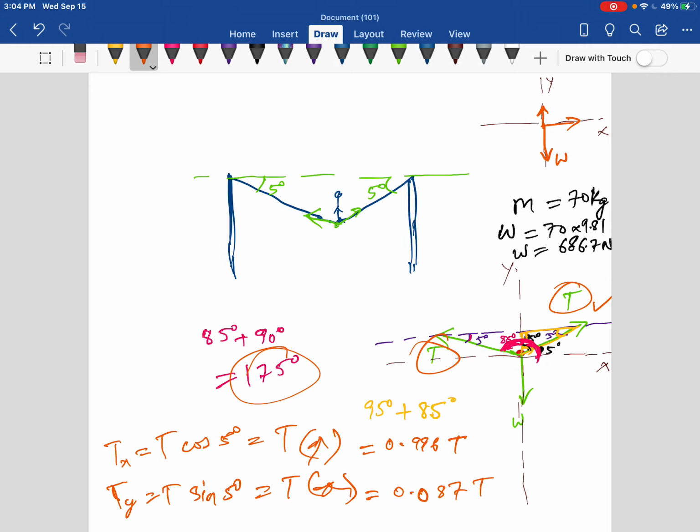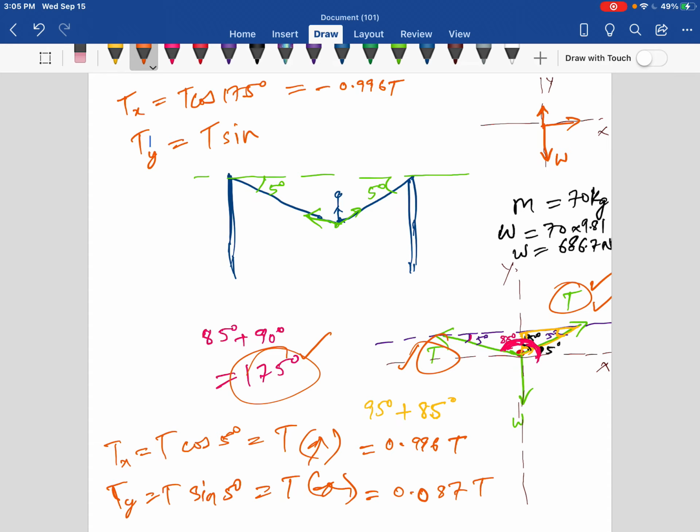0.087 T. Okay, so that is the x component and y component of this force right here. We want to find the x component and y component for this force right here. Let's do that. Tx is T cosine 175 degrees. Remember, this is 175 degrees. So what will that be? Once you do it in your calculator, you're actually going to see that it is negative 0.996 T.